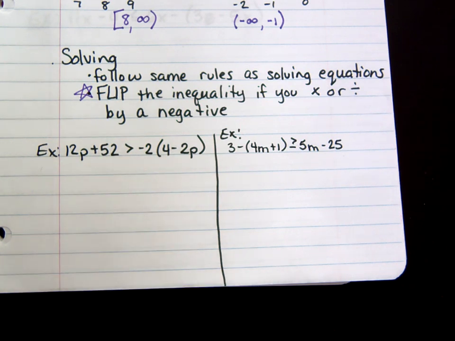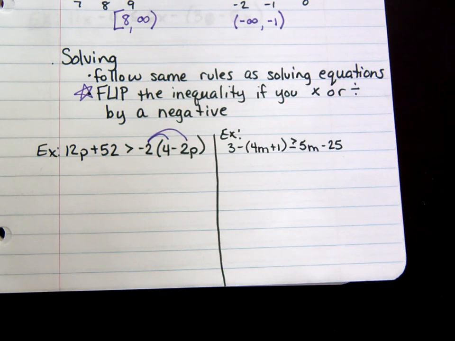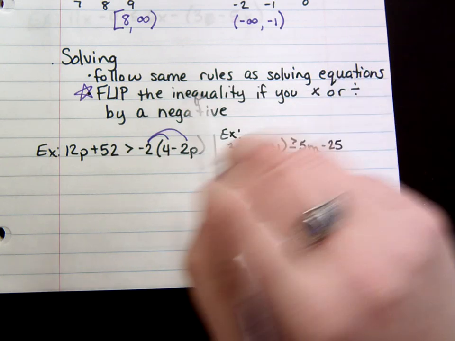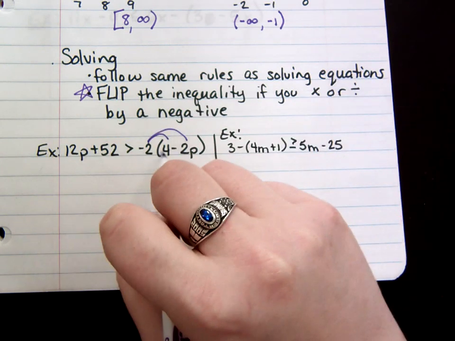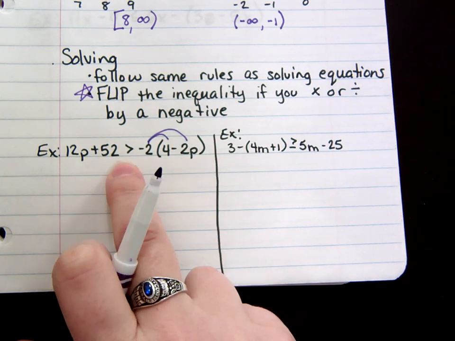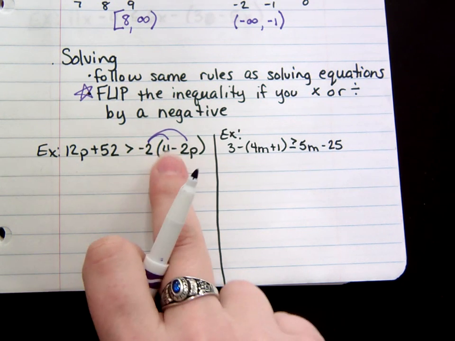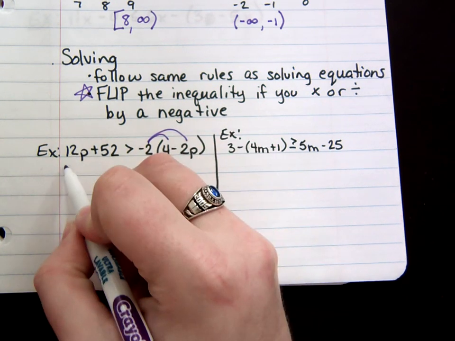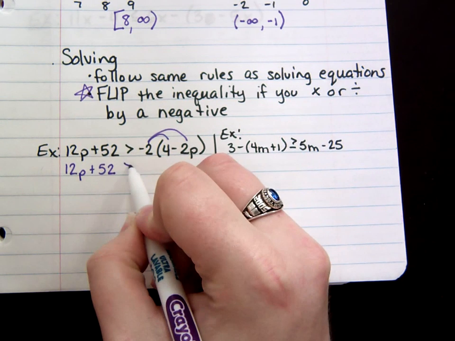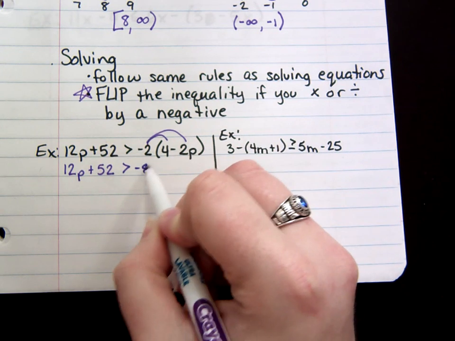You solve it like you would an equation, which means I'm going to start by distributing. Now, when I say up here multiply or divide by a negative, what I mean is when you multiply or divide both sides of the inequality by a negative. In this case, multiplying by this -2 is not going to change the inequality because we're not affecting both sides. We're only affecting the right side. So we bring the left side down, 12p plus 52 greater than, and then over here we're going to distribute. We get -8 plus 4p.